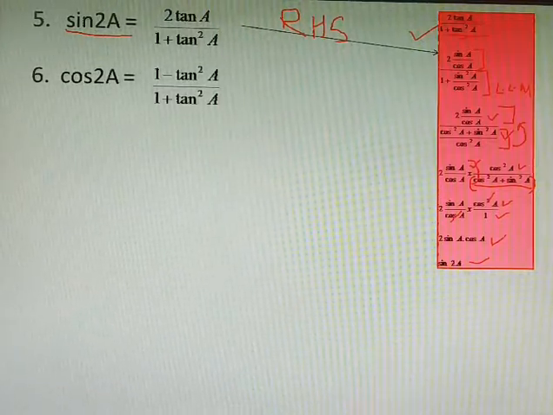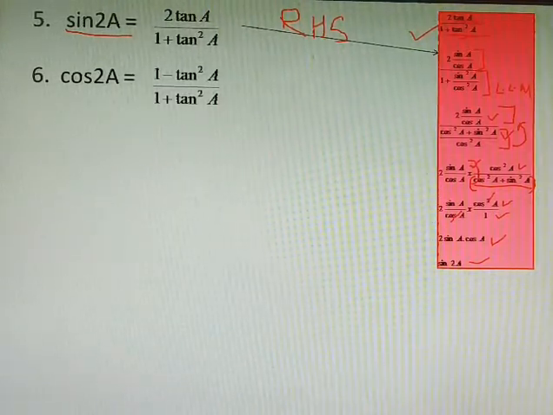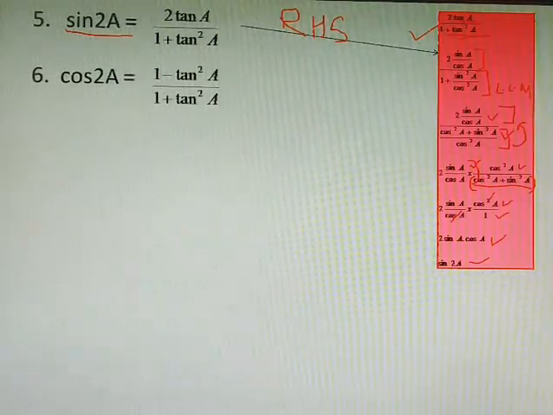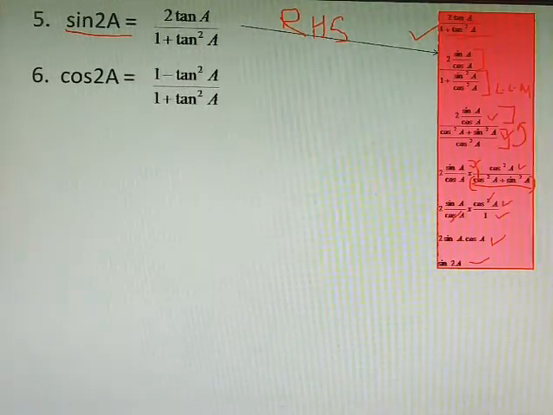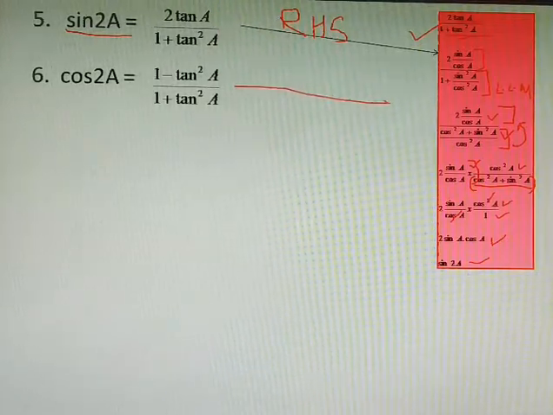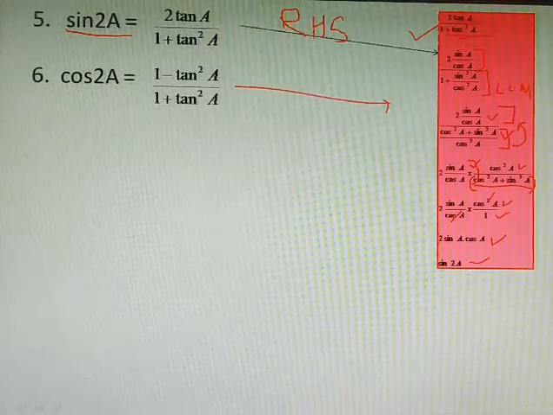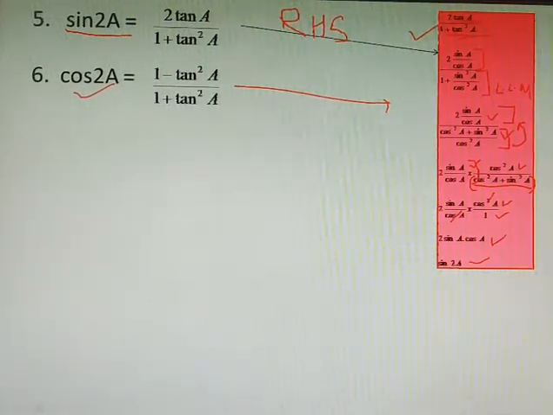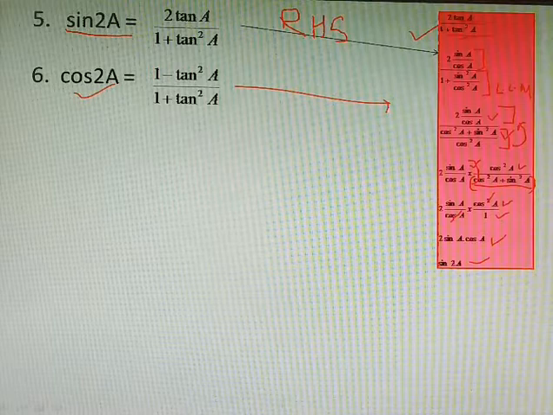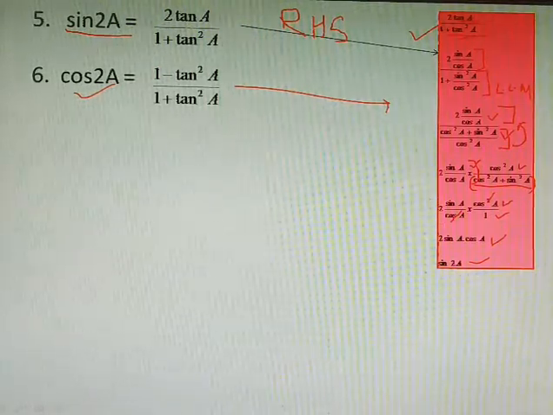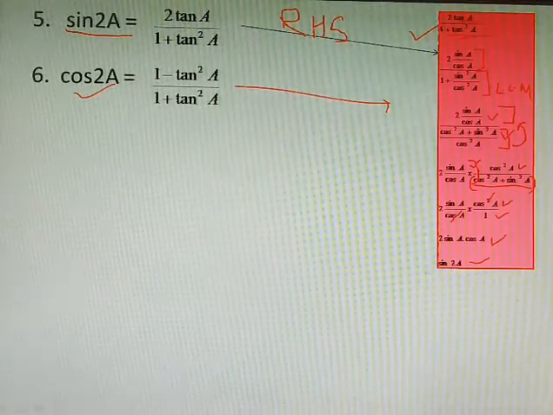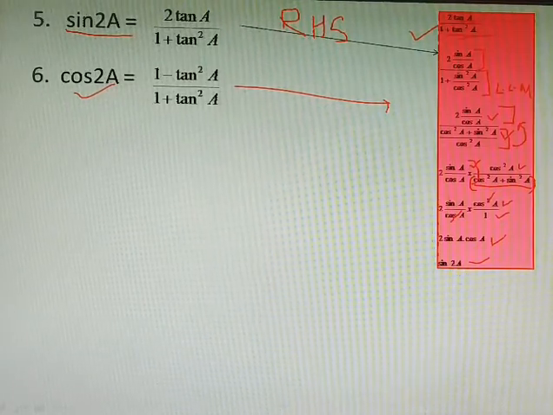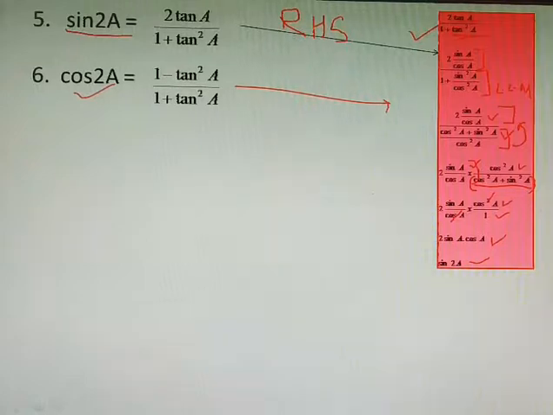Now formula number 6. In formula number 6, I won't be giving the proof method here, because you can apply the similar method that I have applied for question number 5 here to find cos 2a. Now let's move to formula number 7. Okay, let me read out formula number 6.